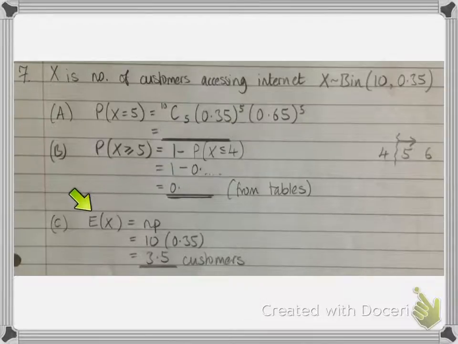And then it was asking for the expected value, so the expectation of x is np, which is just 10 multiplied by 0.35, so that's 3.5 customers.